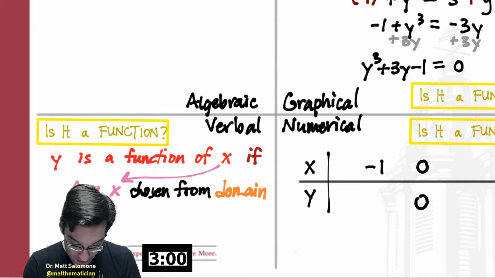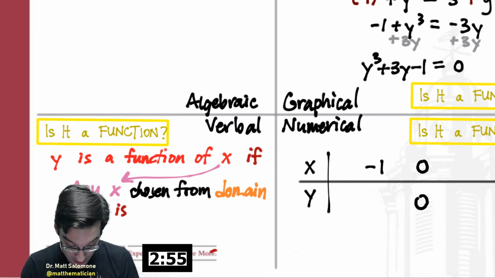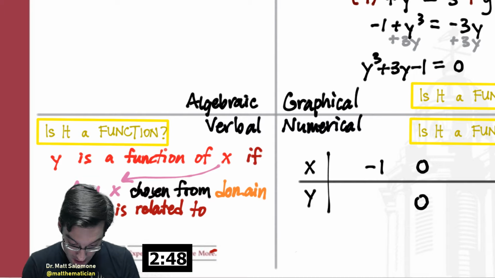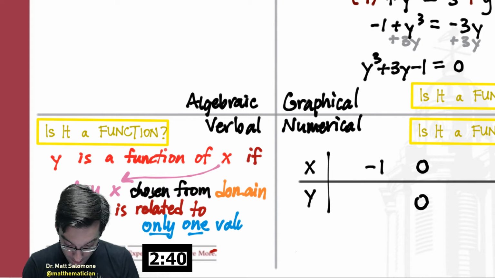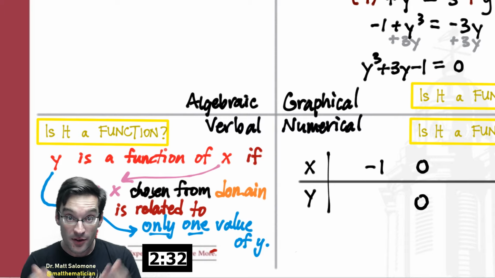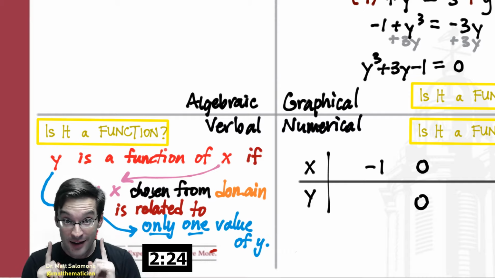And y is a function of x. If any x that we select from the domain of my function is related, by whatever relationship this function is describing, it's related to one and only one value of y. Okay. So y is a function of x means if you give me an x value, then this relationship has to supply only one y value for that x.